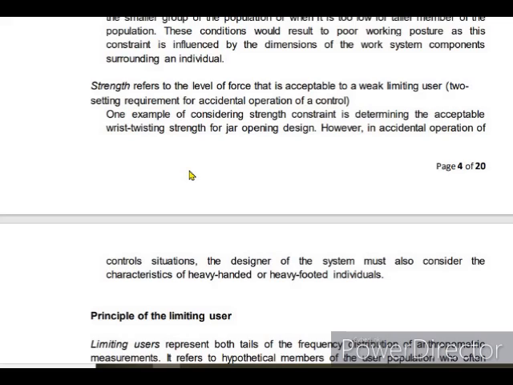However, in accidental operation of controls situations, the designer of the system must also consider the characteristics of heavy-handed or heavy-footed individuals, because heavy individuals will exert more strength. Lighter individuals will exert less strength.